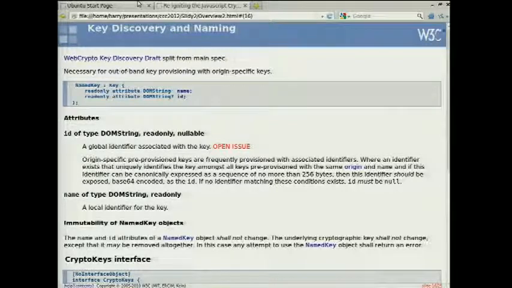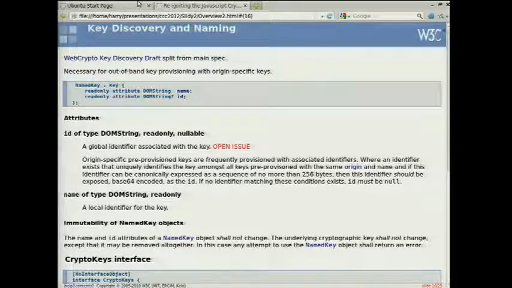Key discovery and naming. This is, of course, what it is. Should we allow people to name keys? Add customizable attributes, including perhaps globally unique attributes. This is something which we split off. It's in another spec. It's an open issue if we want to keep it or not, but I do think it's a very interesting idea.